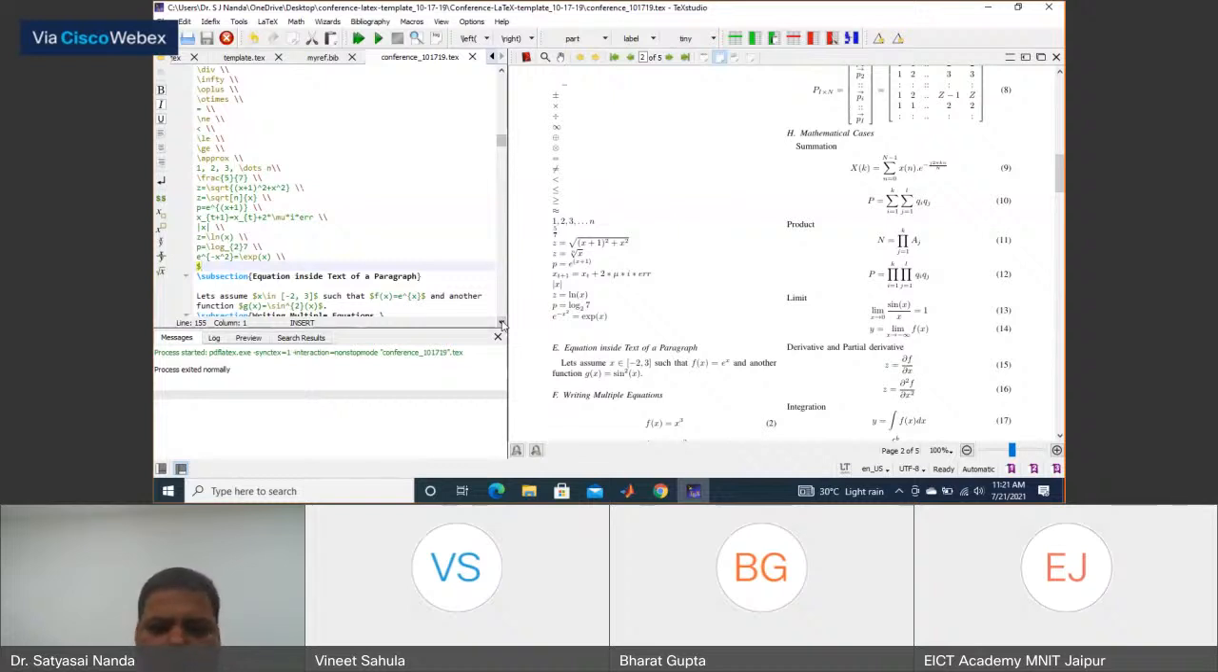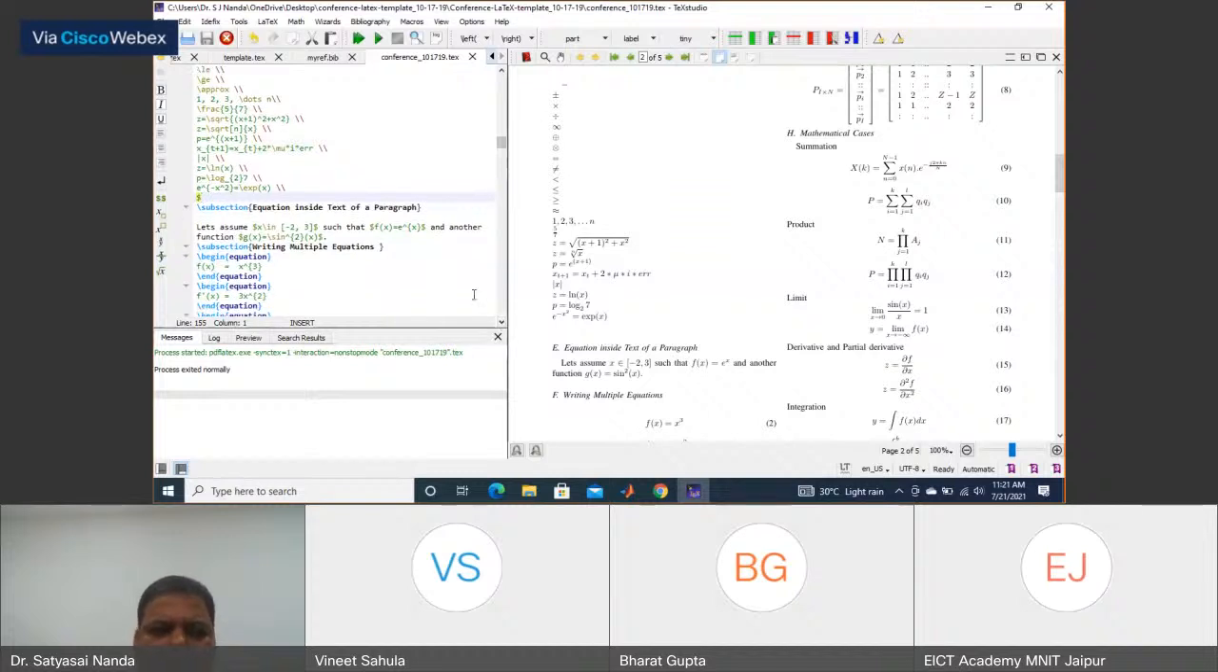The two important things you need to understand in LaTeX are writing the equation inside the text and writing the equation as a separate equation. There is a difference between them. You can observe that inside a particular statement, I have written some equations. Let's assume x belongs to [-2, 3] such that f(x) is equal to e to the power x and another function g(x) is equal to sine square x. So inside this statement, there are equations present.